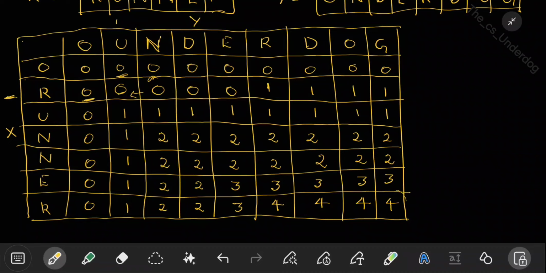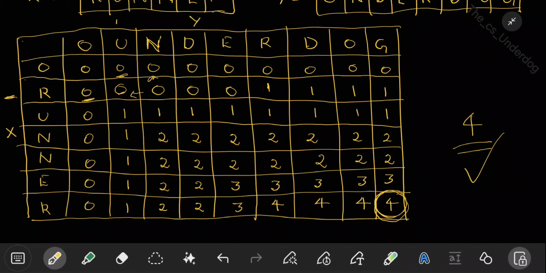So what did you have as the final answer? The final answer that you have is 4. This means the length of the longest common subsequence among runner and underdog is 4. So this is how you actually go through and fill the dynamic programming table.